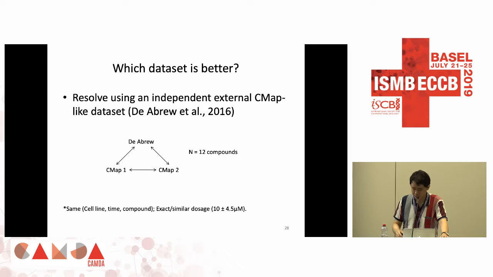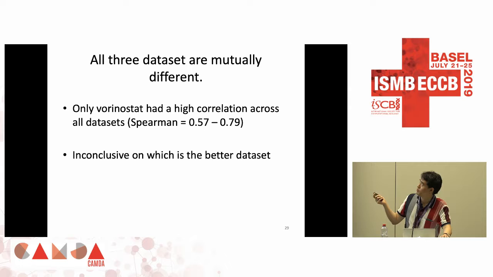And with this, we have 12 compounds to work with. With the exception of vorinostat, which has a relatively high Spearman correlation against all the data sets, for the remaining 11 compounds, the correlations were less than 0.2. The median is actually close to zero. So very unfortunately, we couldn't really figure out which data set is actually better because they were all mutually different.